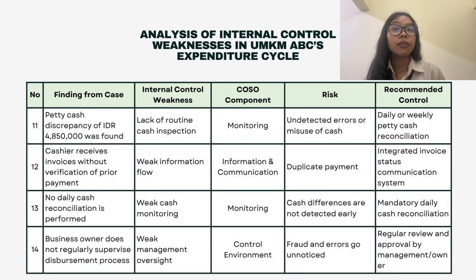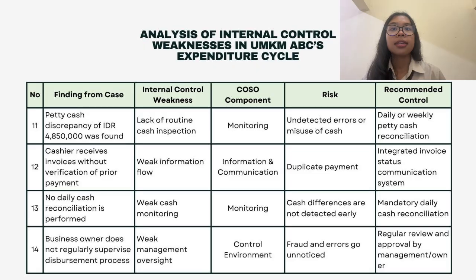And the next finding from the case is that a petty cash disparity of 4,850,000 rupiah was found. The internal control weakness is lack of routine cash inspection. The causal component is monitoring. The risk is undetected errors or misuse of cash. And the recommended control is daily or weekly petty cash reconciliation.